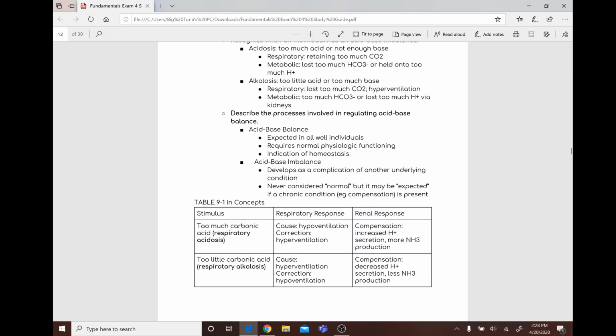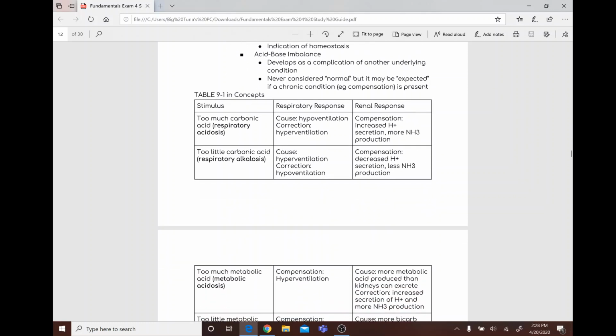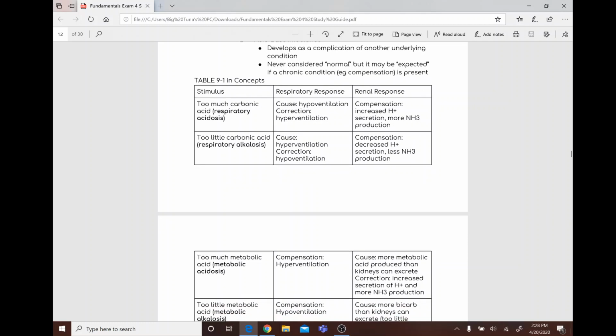What usually causes acid-base imbalance? Underlying conditions. It's not normal, but it's expected if a chronic complication is present. Alright.